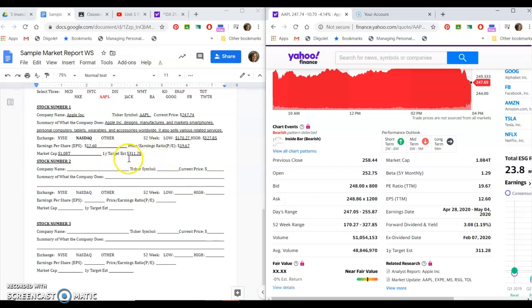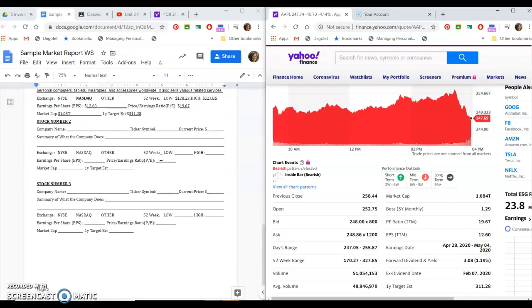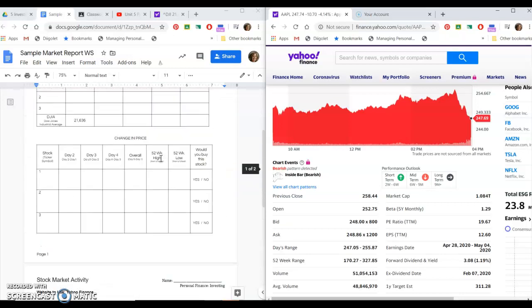So the 1-year target estimate is going to be found here down at the bottom in your column 2. It says that it projects its stock value to be $311.28 in 1 year, which would mean that that is still below what its stock price was at its highest, $327 in January. So they're predicting that the stock market still might be a little soft going into next year. So this is an example of how you fill out your stock market information regarding the individual stocks. And then from here, you're going to list the information up on the top of the page.